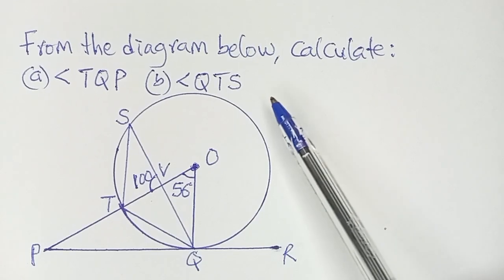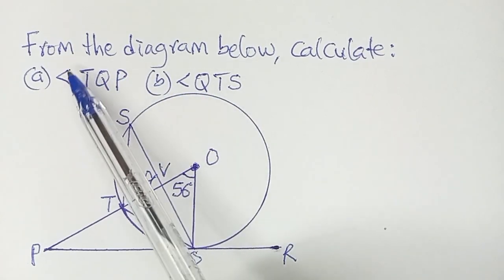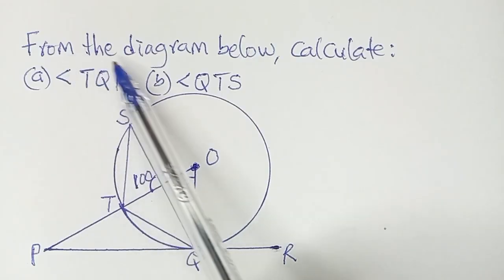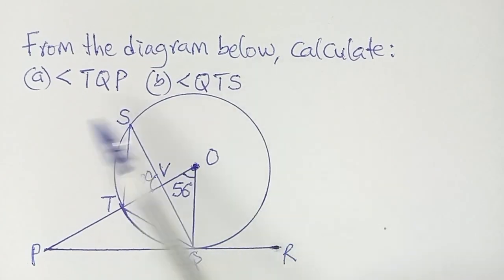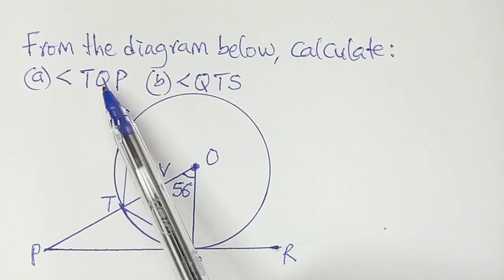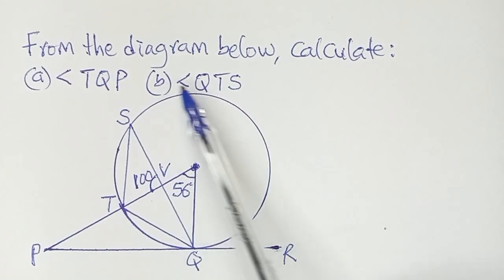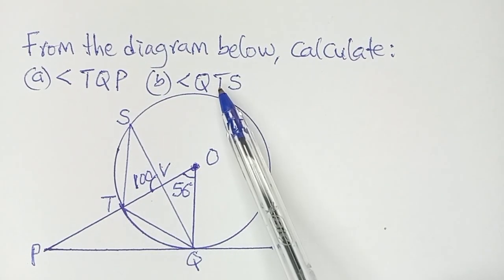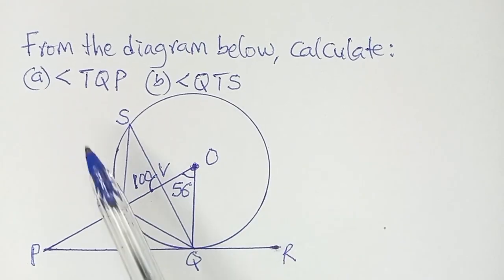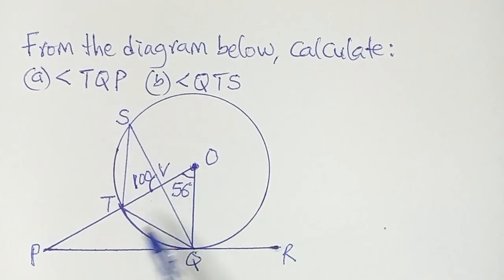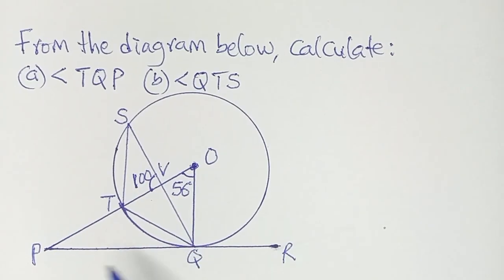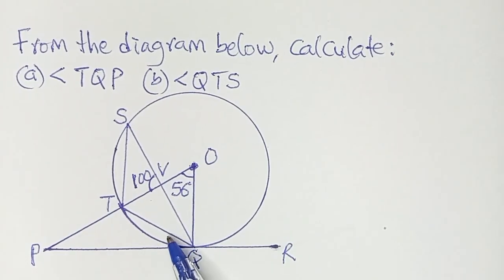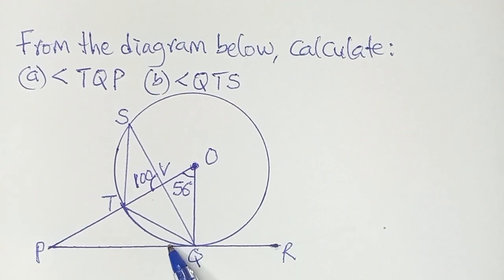Hello, you are welcome. The question here on circle geometry says: find, from the diagram below, calculate (a) angle TQP and (b) angle QTS. So the first one says TQP. Look at it like this: TQP is this angle here. So this angle is what we are looking for.